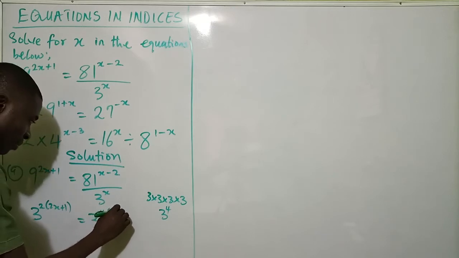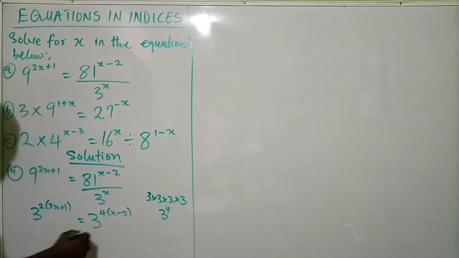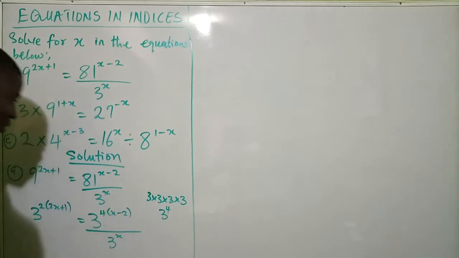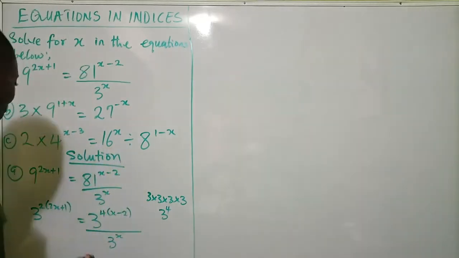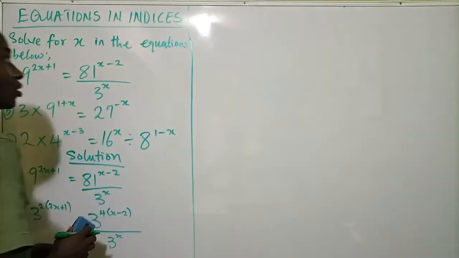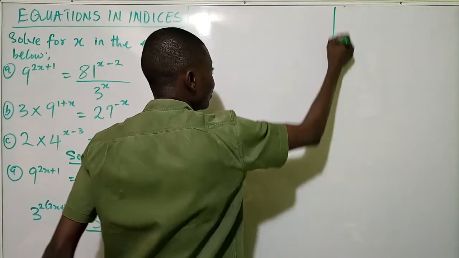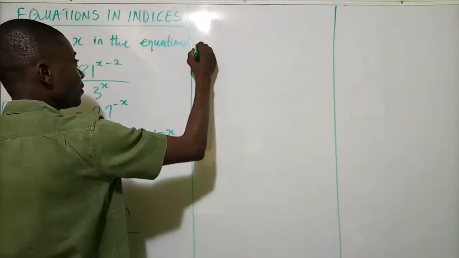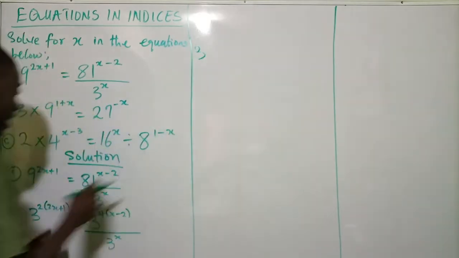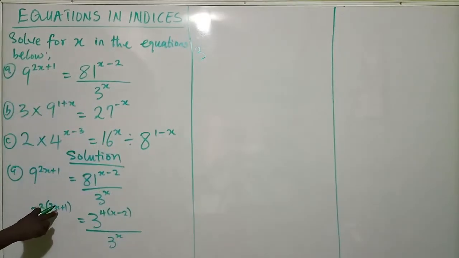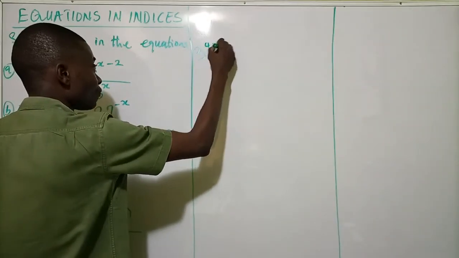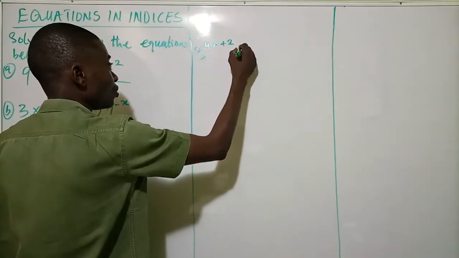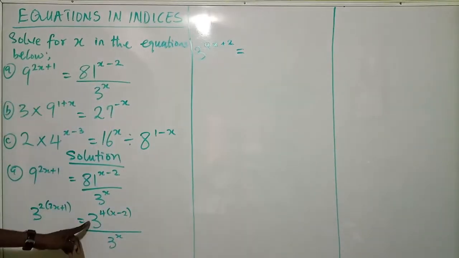Open bracket x minus 2, close bracket, over. This is already 3 raised to the power of x. So what will I do from here now? Continue from there. So this is the same as saying 3 raised to the power of, now I'm going to open this bracket, 2 times 2x is 4x. 2 times plus 1 is plus 2, equals, now look at this.